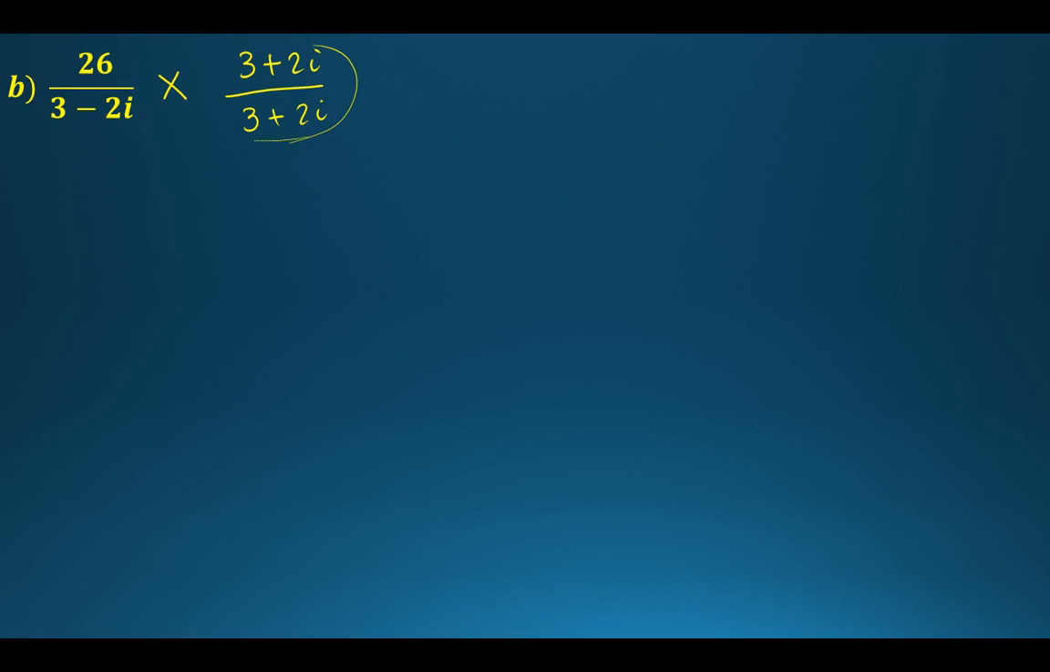So we didn't change the problem. Okay, how can we multiply it? Here you can write 26 as it is and write 3 plus 2i. So this is 26 multiplied by 3 plus 2i. Okay? Then we are going to multiply the denominator. The denominators are 3 minus 2i multiplied by 3 plus 2i.